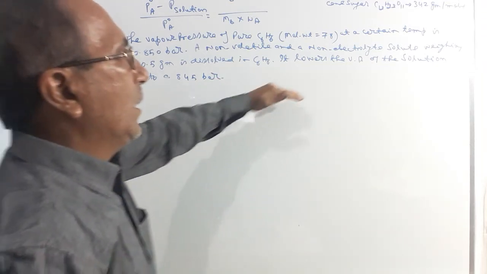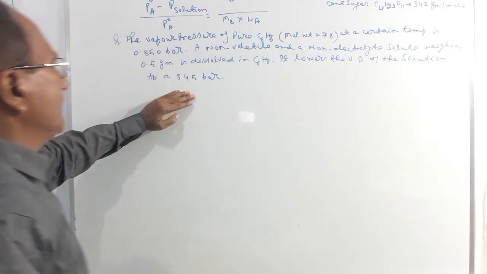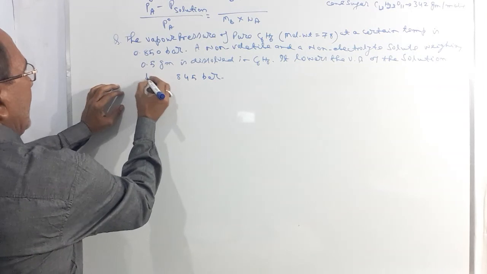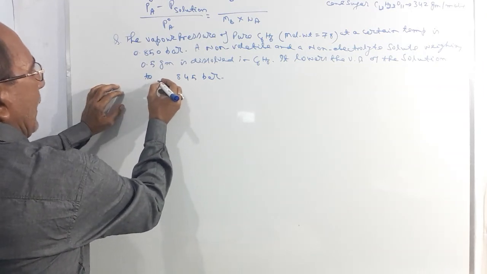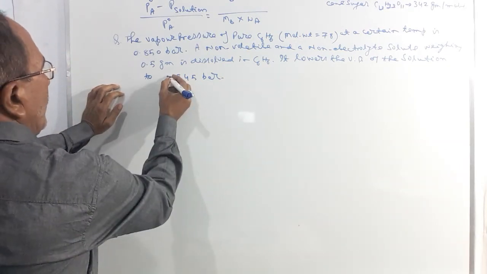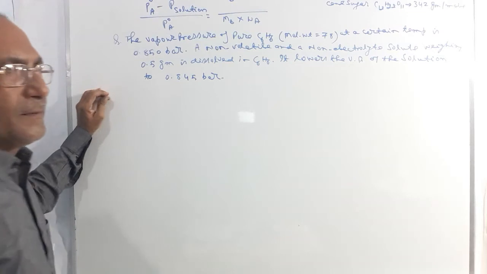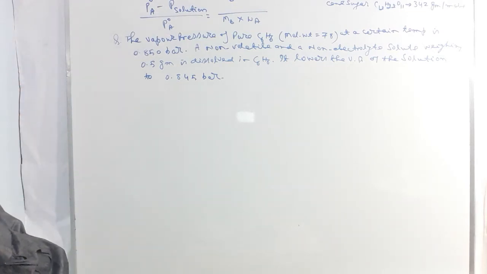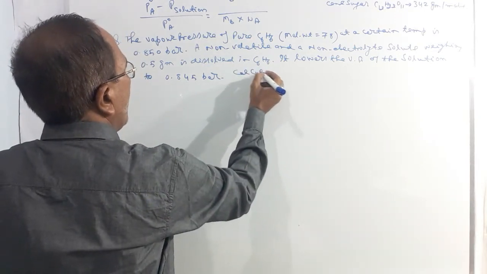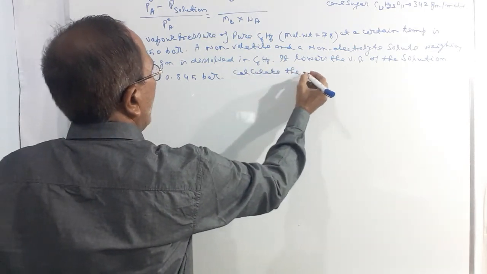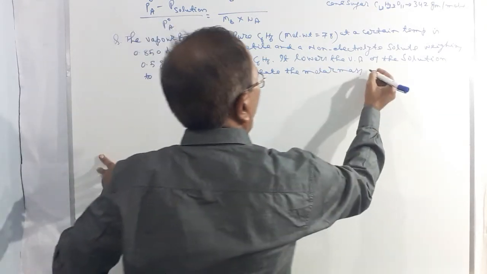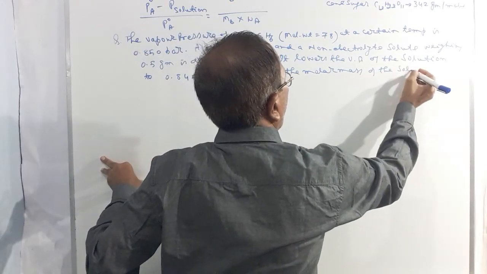यहाँ पर लिखा है वेपर प्रेशर घट जाता है यहाँ तक. अगर मैं लिखता बाई तो उसमें घटा दिया जाता, लेकिन इनिशियल वो था एंड सॉल्यूशन टू 0.845 बार. क्लियर? Calculate the molar mass of the solute.